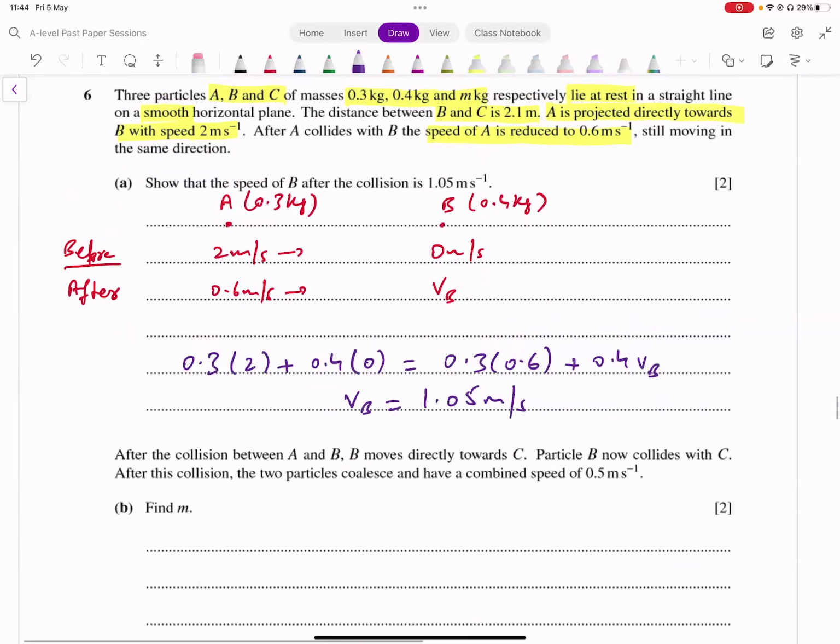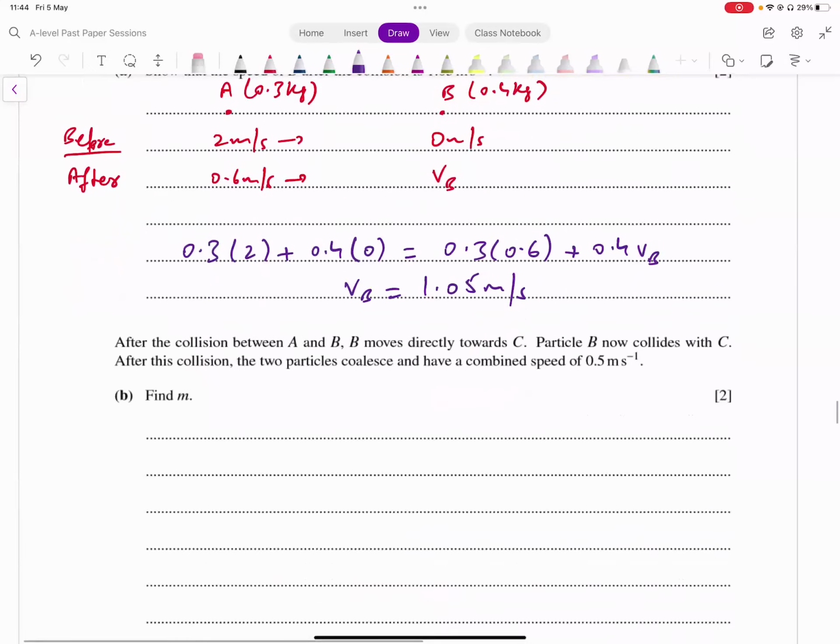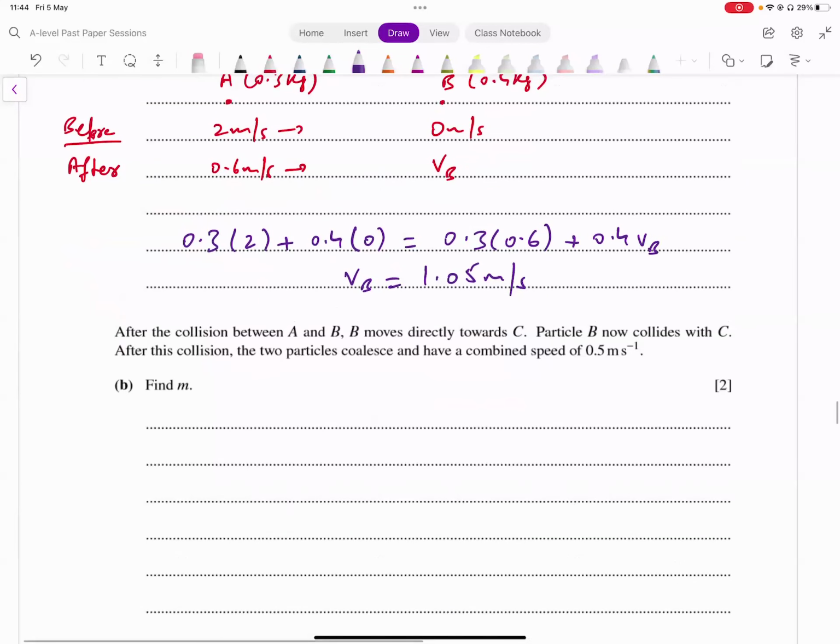Let's look at the second part of this. It says after the collision between A and B, B moves directly towards C. B now collides with C. After this collision, the two particles coalesce and have a combined speed of 0.5 meters per second. Okay, so now we are talking about B and C. So we have this particle B and we have this particle C.